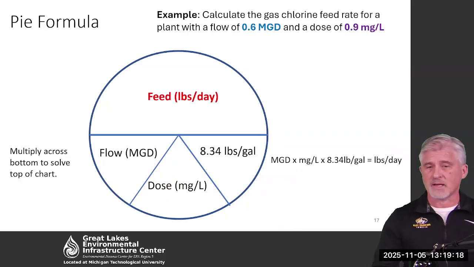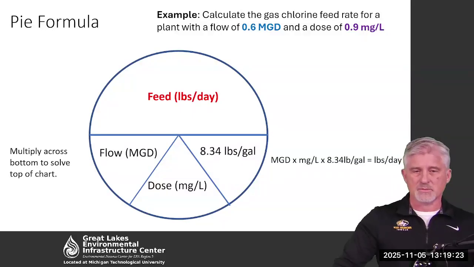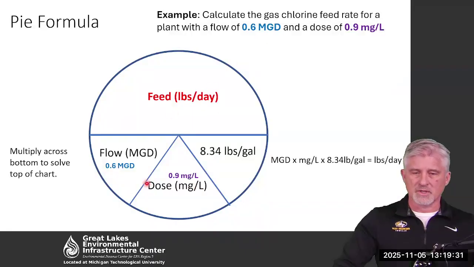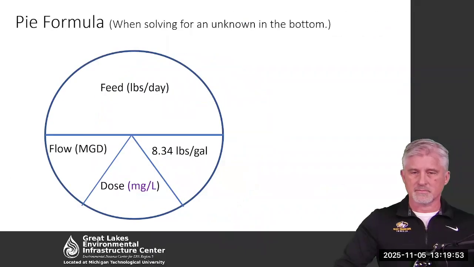So taking an example, we want to calculate the gas chlorine feed rate for a plant with a flow of 0.6 mgd and a dose of 0.9 parts per million. So these numbers go into these spots on the pie formula. And so we take our 0.6 mgd, multiply that by 0.9 milligrams per liter, times our 8.34 pounds per gallon. And we get an answer of 4.5 pounds per day.